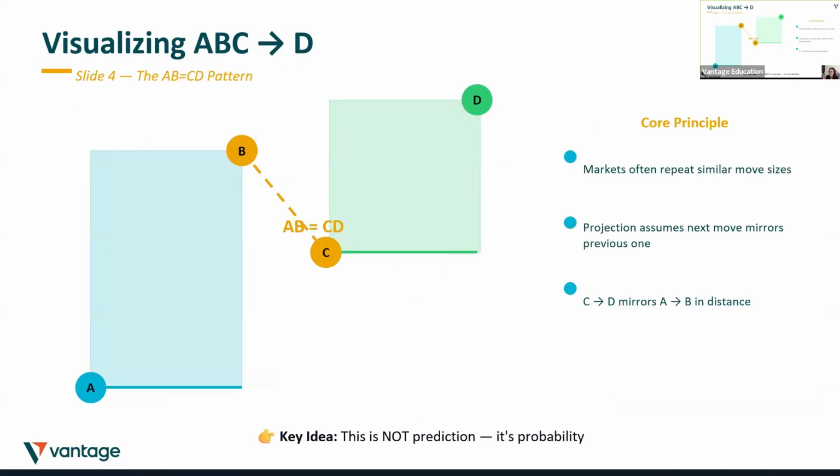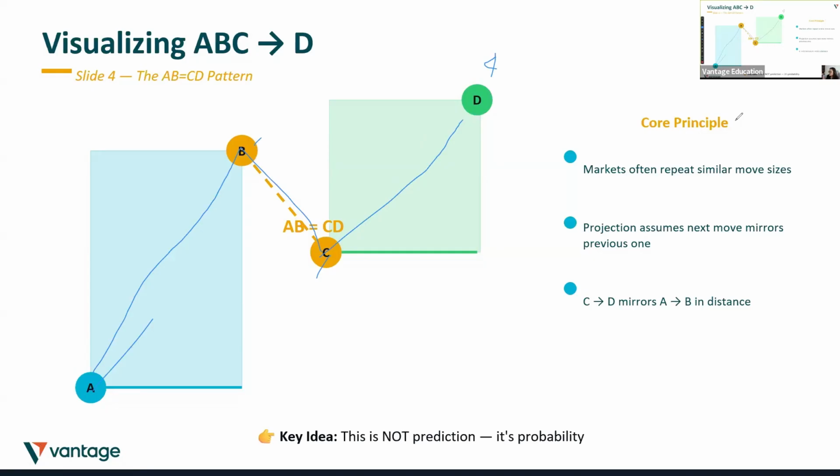So visualizing ABC, and then you're going to find D, which I already showed you, right? So here, A, pullback, and then we project to get D. You have 1, 2, 3, and then you get 4. Or you get A, B, C, and then you get D. You need to have at least 3 points.